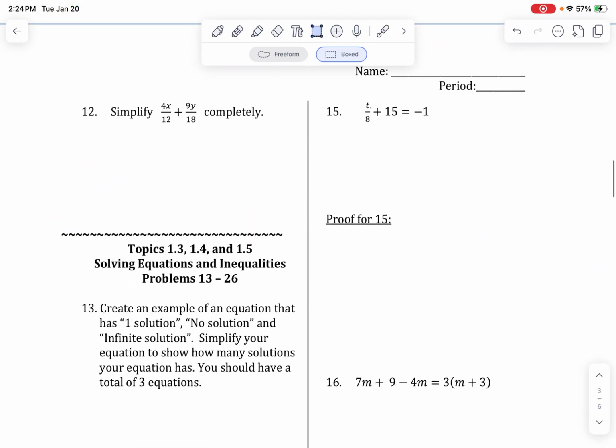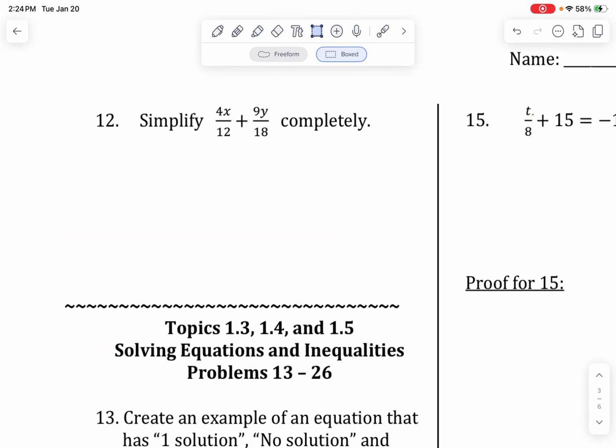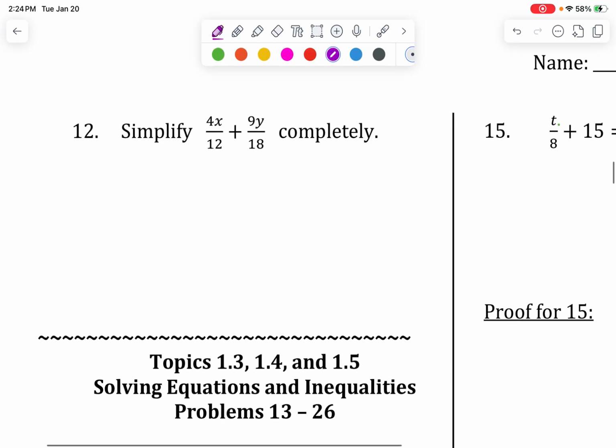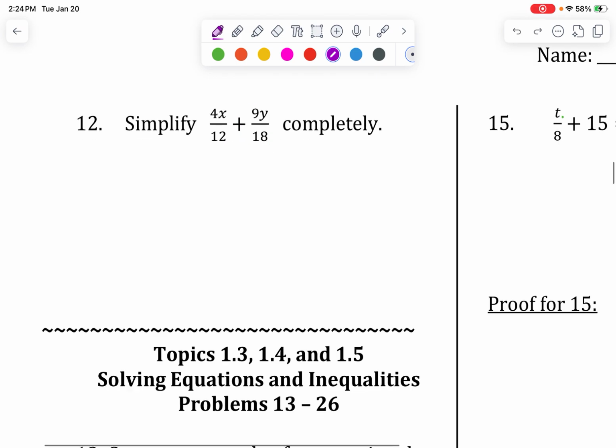All right, on to this third page. Number 12 looks kind of crazy. It's a weird little question, but it's really simple, right? This is clearly an x term, and this is clearly a y term. So you are not going to be able to add them together because they are not like terms. Let me put a little reminder here, not like terms.